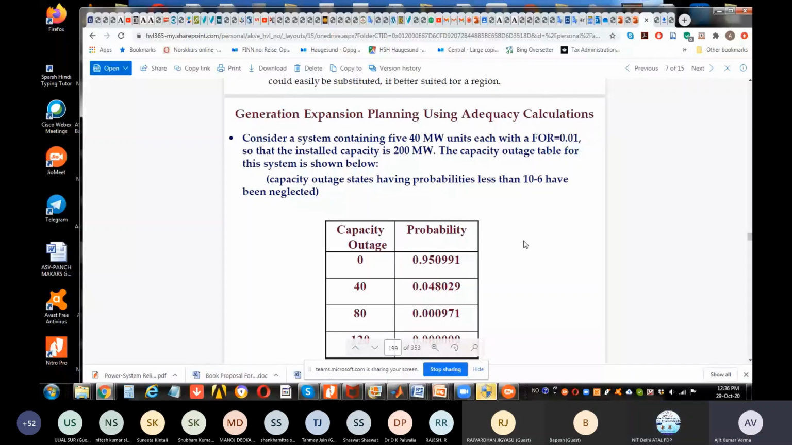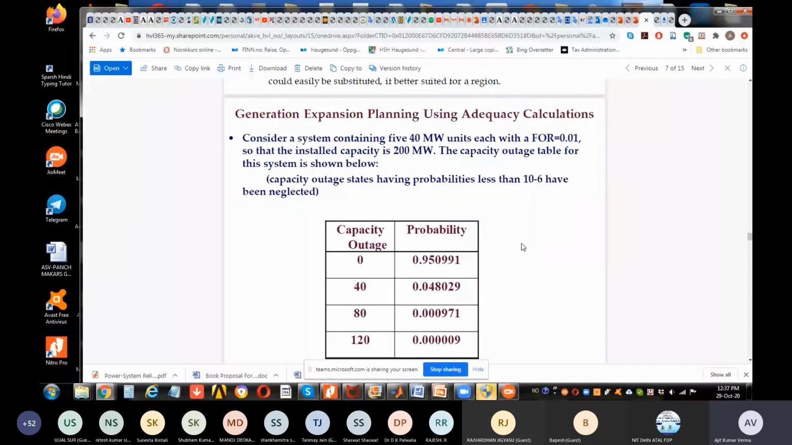I had mentioned some examples, and I had also done some comparison with various possibilities of generation, and what are the LOLE, LOLP, and the expected load loss. So I'm not going to go much into the theory of generation expansion planning, but I would like to confine myself to all the calculations because that's at the core of the problem.